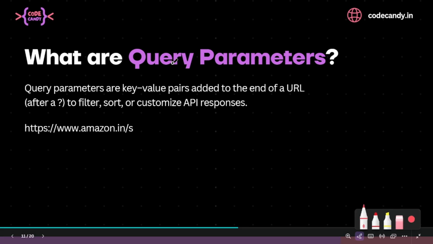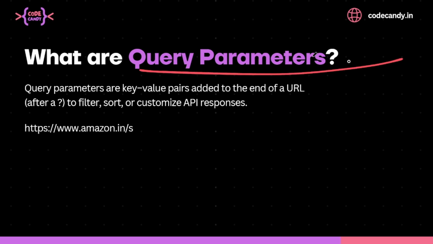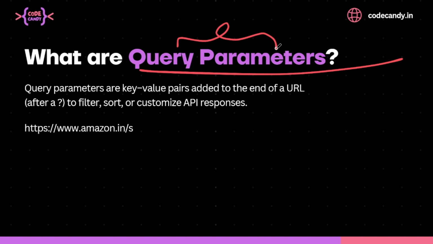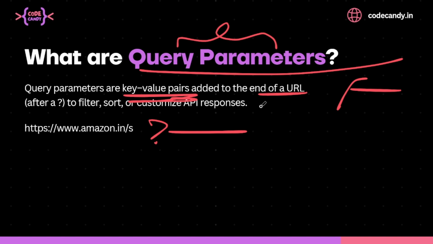So second parameters are query parameters. Now we have covered path parameters. Let's talk about query parameters. These parameters are a little different. Instead of calling directly that particular page, here you are giving key value pairs at the end of the URL. See, whatever comes after the question mark, it is like query parameters.